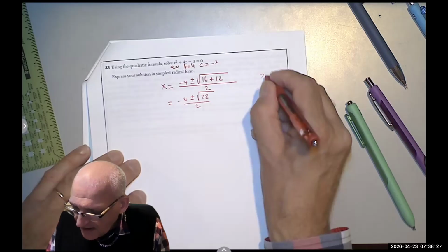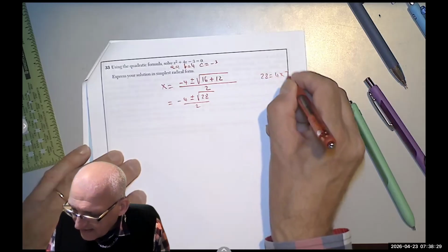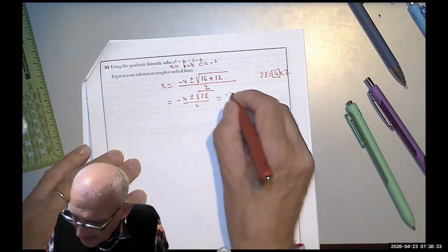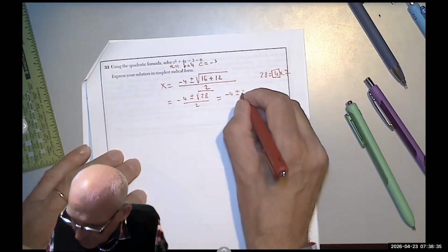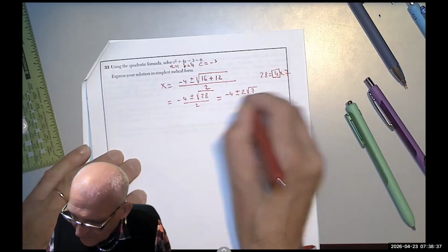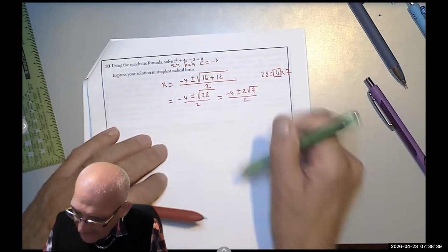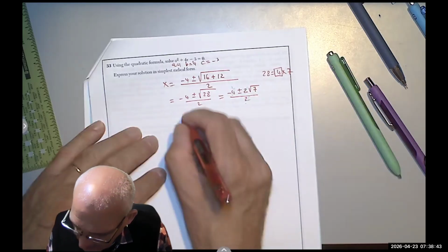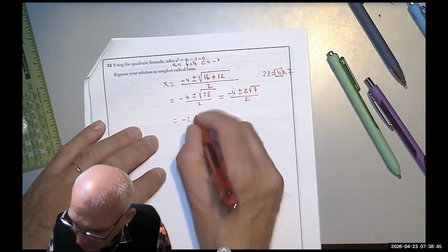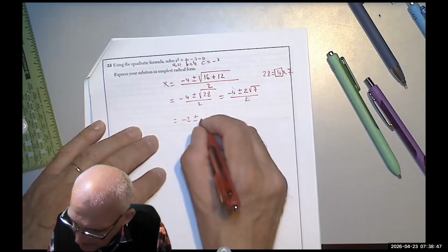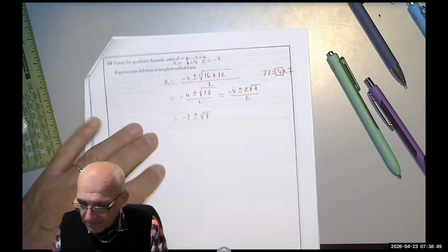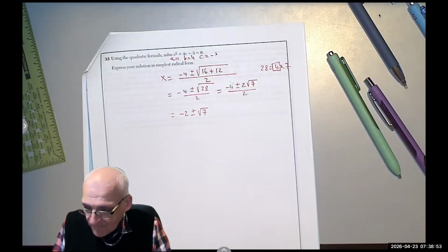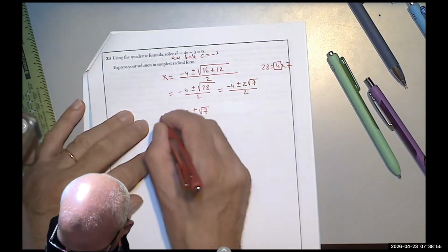We know that 28 equals 4 times 7. So the square root of 4 is 2. I can write this as plus or minus 2 square root of 7 over 2. And then divide top and bottom by 2 and get x equals -2 plus or minus √7. Okay? And that's the answer.